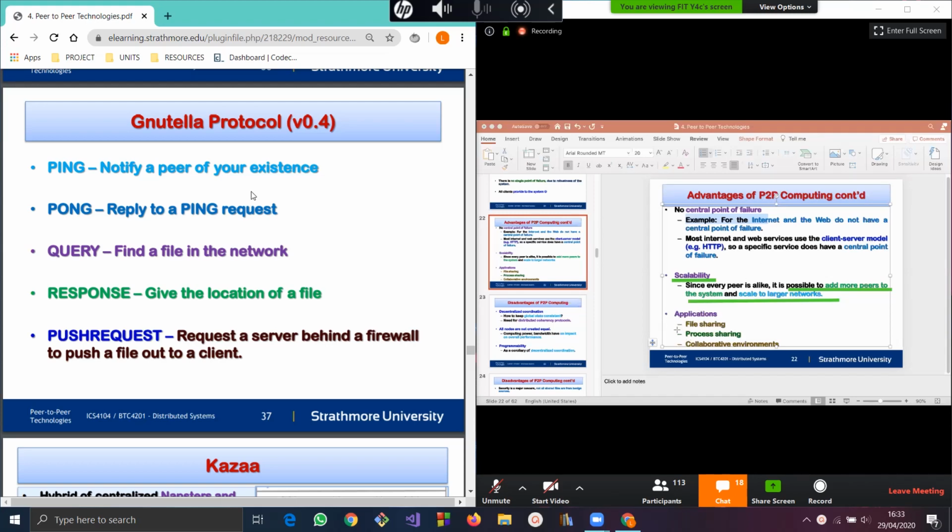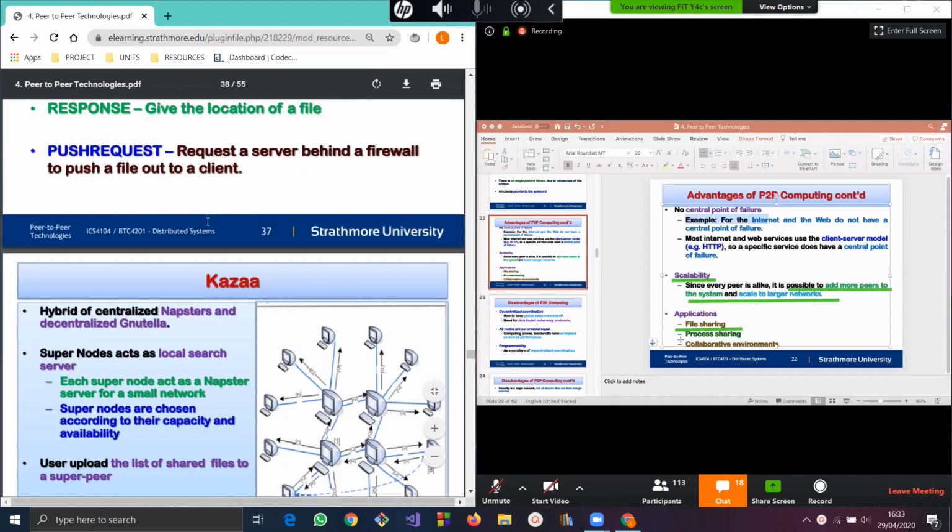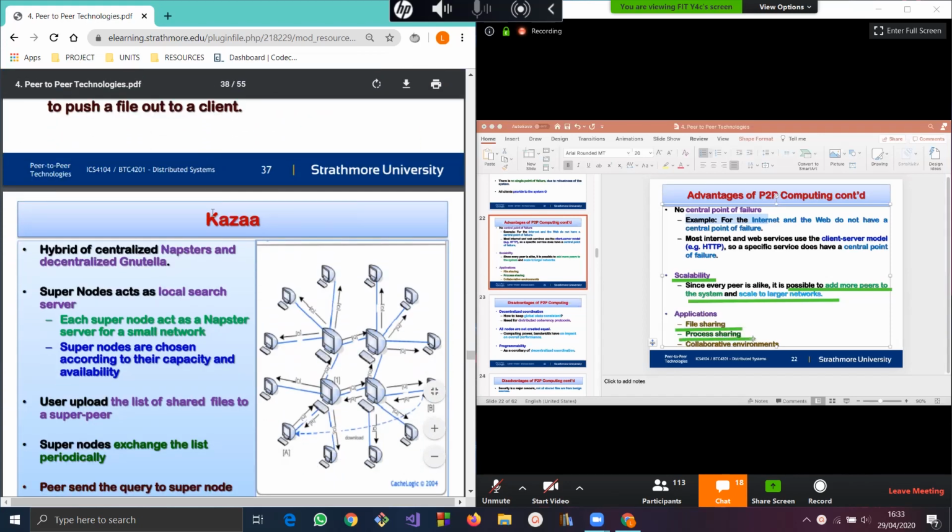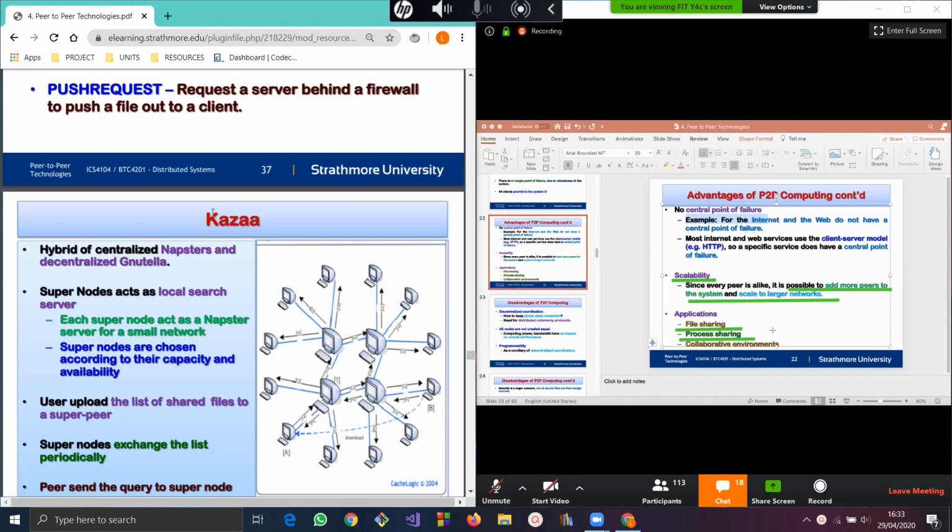As for applications, of course, we can share files. We can share processes in two ways: in terms of the tasks that are being performed, and also in terms of the middleware, the services that are there across the entire set. And then, of course, collaborative environments. We can work together because we have the potential to use those capabilities that are available.